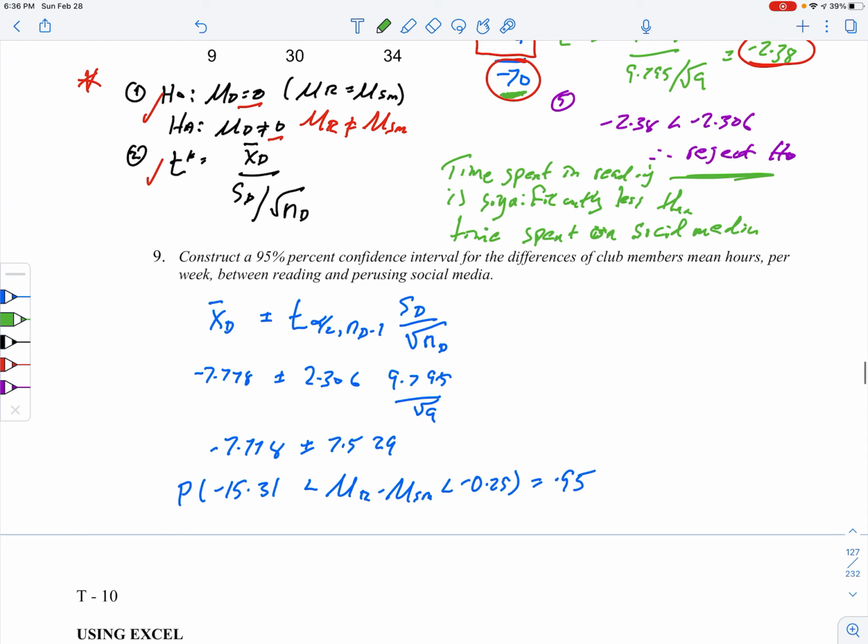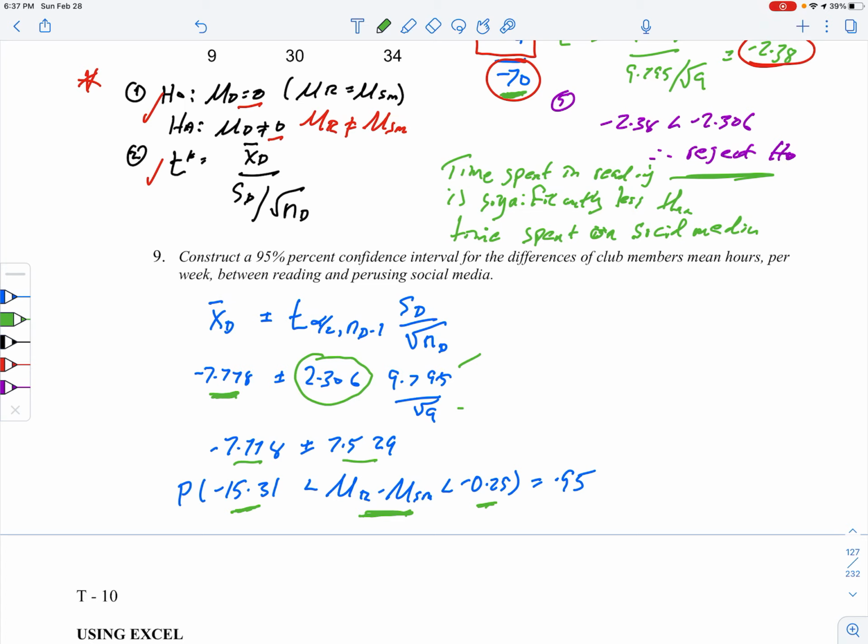All right, let's take a look at the confidence interval. The confidence interval is really easy. We've already calculated this guy here as being the difference of the two. This is the critical value, and then we've calculated these guys before as well. So what we end up with is that the amount spent reading is anywhere from about 15 hours to a quarter of an hour less than spent on social media.